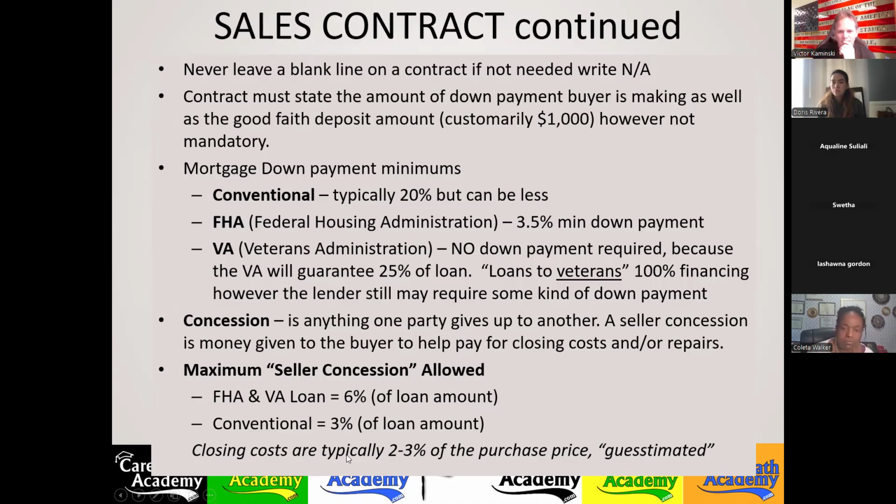And if they're getting a VA loan because they're a veteran, only veterans can get VA loans, people who are in the military and veterans. No down payment is required at all because the VA guarantees 25% payment of the loan if the veteran defaults. So loans to veterans are typically 100% financing. Now they could put money down to lower their monthly mortgage payments and all, but the veteran's not required to put any money down. So they're typically 100% financing.